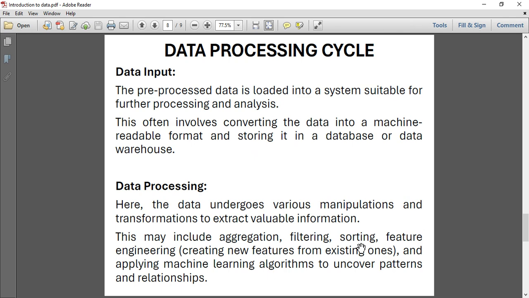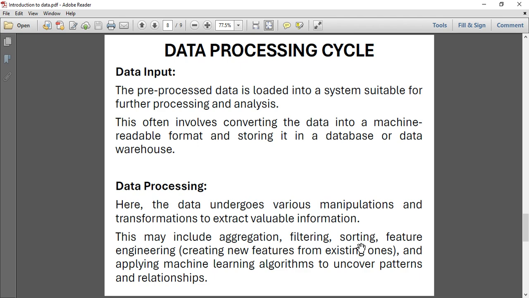When you are in the village collecting the data using ODK, you are also inputting data directly from the respondents. So you are converting the data into a machine readable format and storing it in a database or data warehouse. For example, when you are collecting the GPS, those are just numbers which we cannot understand. But when you load it into the system, it becomes machine readable. The machine can read it and convert it in a format that can be stored in a database or a data warehouse.